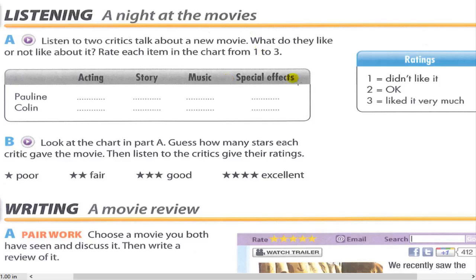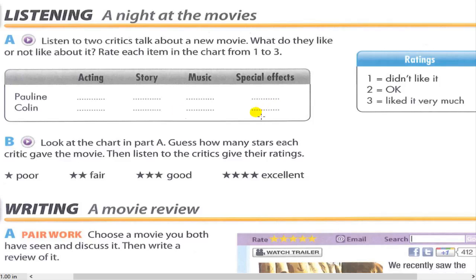Special effects. Pauline, 1, didn't like it. The car that flies and the pen that changes into a gun, all of these things are old, used in different Bond films, James Bond movies. For Colin, he liked it very much. Pauline, 1. Colin, 3.